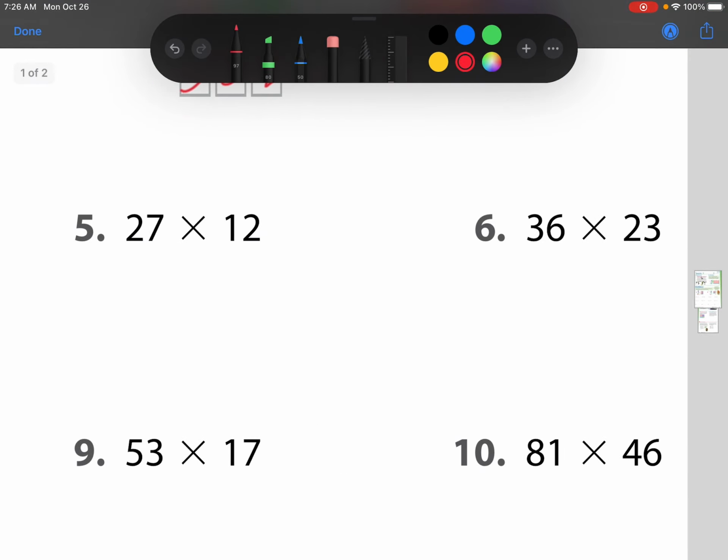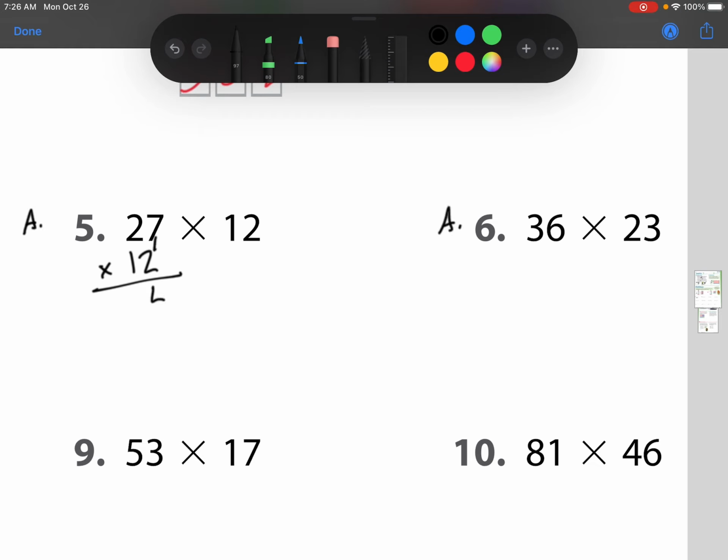Okay, let's head to this one now. 27 times 12. For this one, I'm going to use the algorithm. 2 times 7 is 14. Regroup the 1. Then we have 2 times 2 is 4, plus 1 is 5.